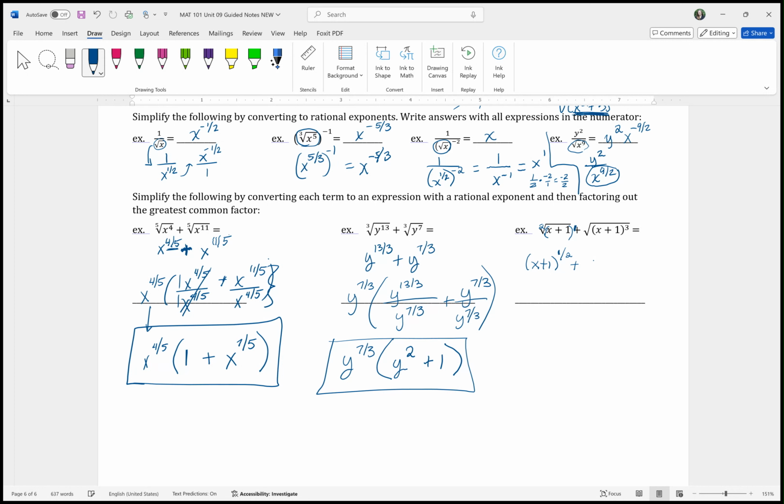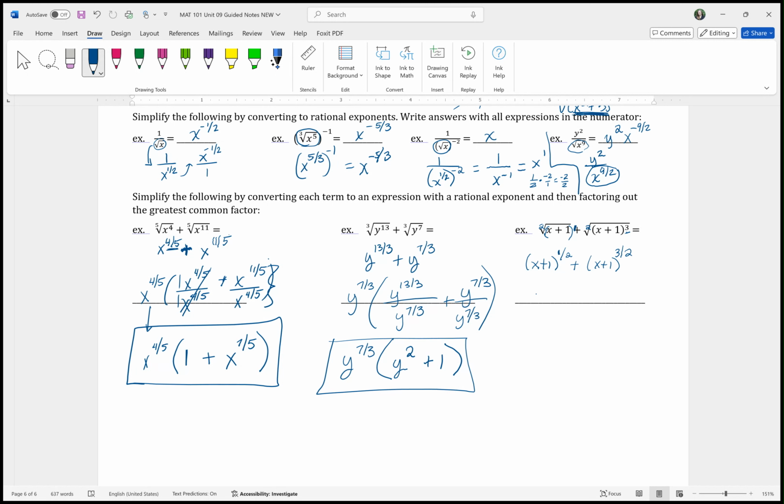Plus, this is going to be x plus 1. What is our exponent inside? It's 3. And what is our understood index? Well, that's 2 because it's just understood to be there. Okay, out of these two expressions, which one has the smallest exponent? It's the 1/2 instead of 3/2.